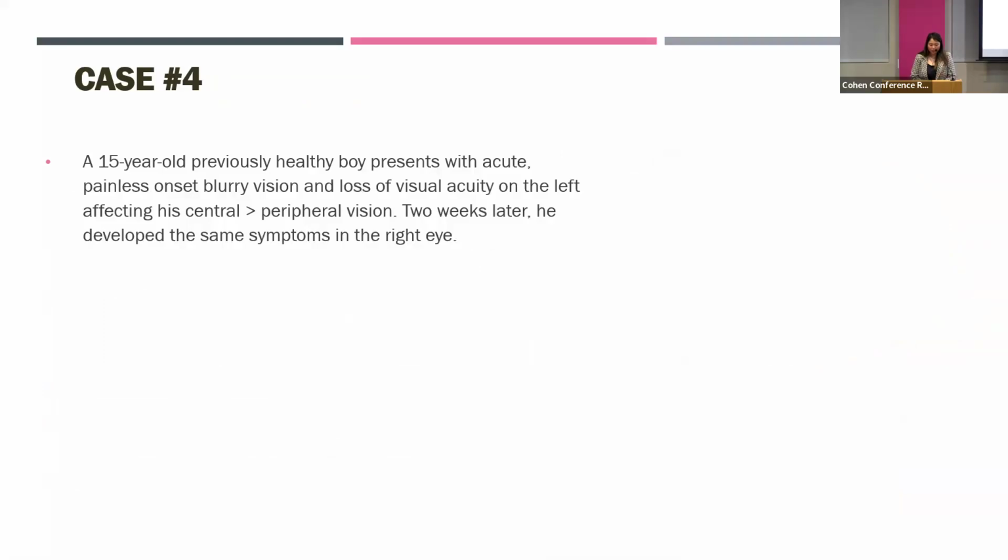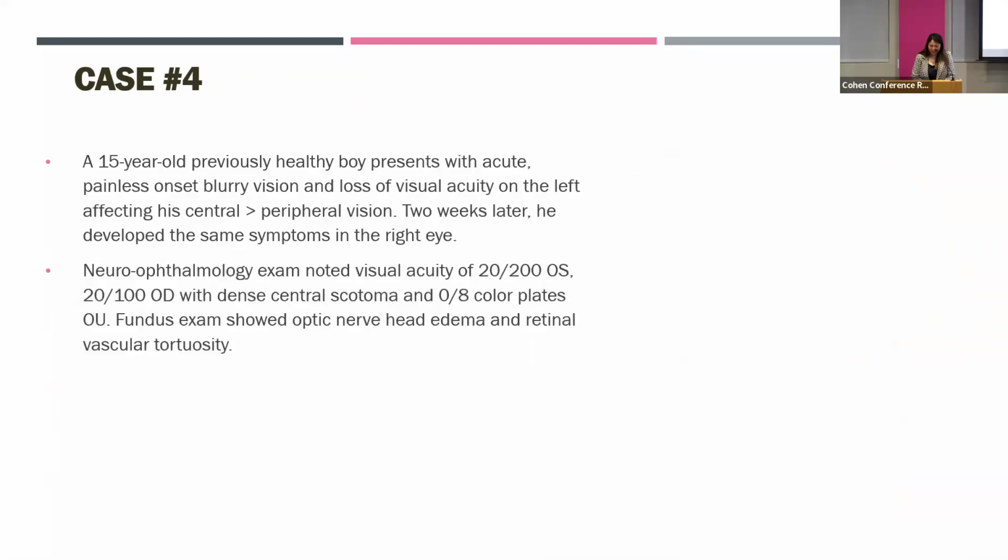Case number 4. This is a 15-year-old previously healthy boy who presents with acute painless onset of blurry vision and loss of visual acuity on the left, affecting his central more than his peripheral vision. Two weeks later, he had the same thing in his right eye. These patients come to me asking, do you think this is an autoimmune disorder? Well, it does seem like it.